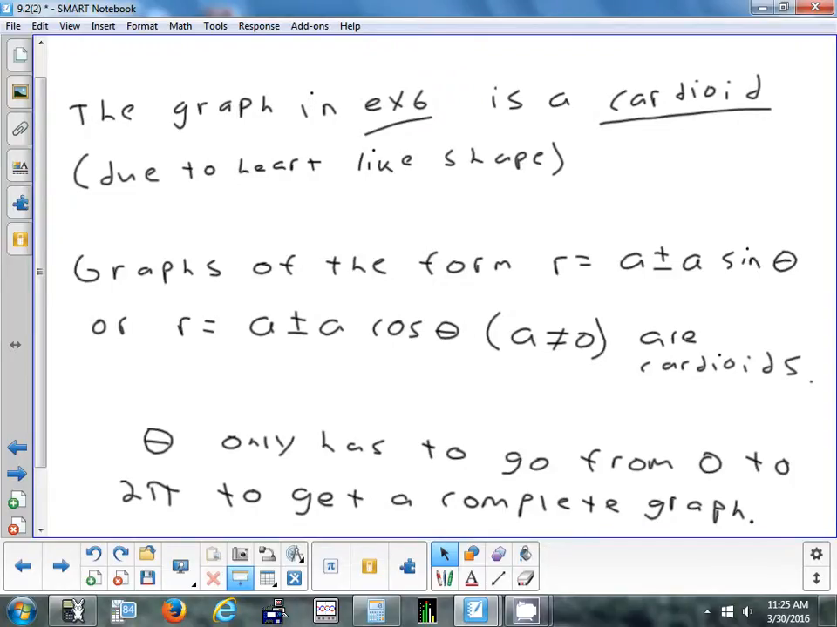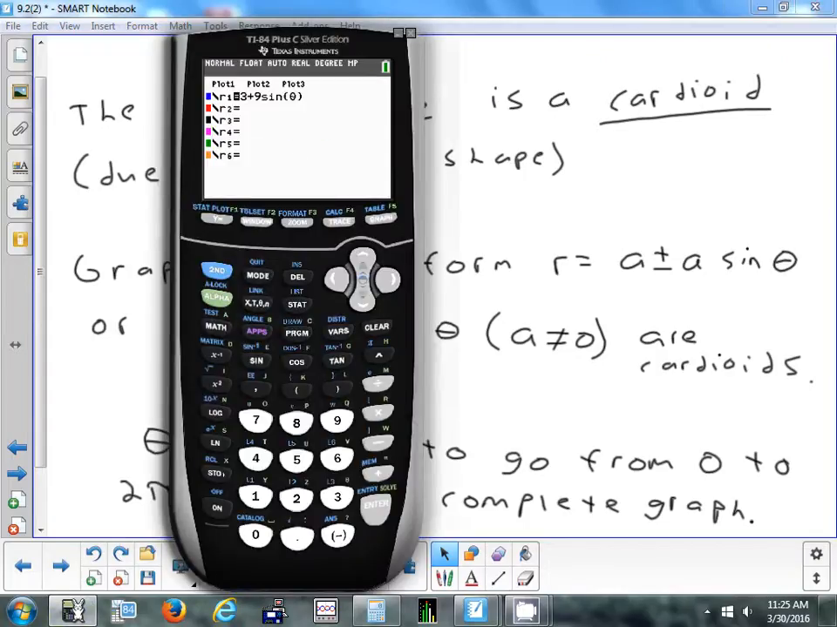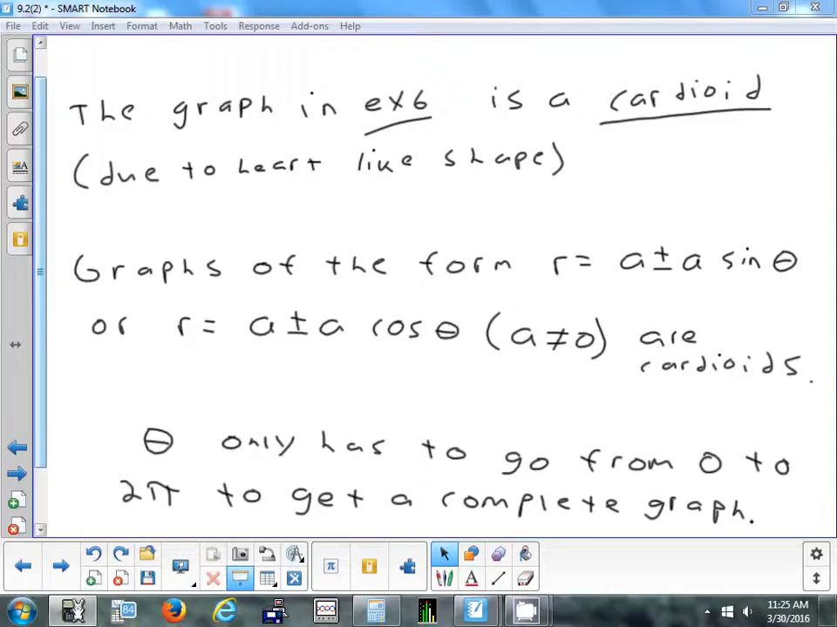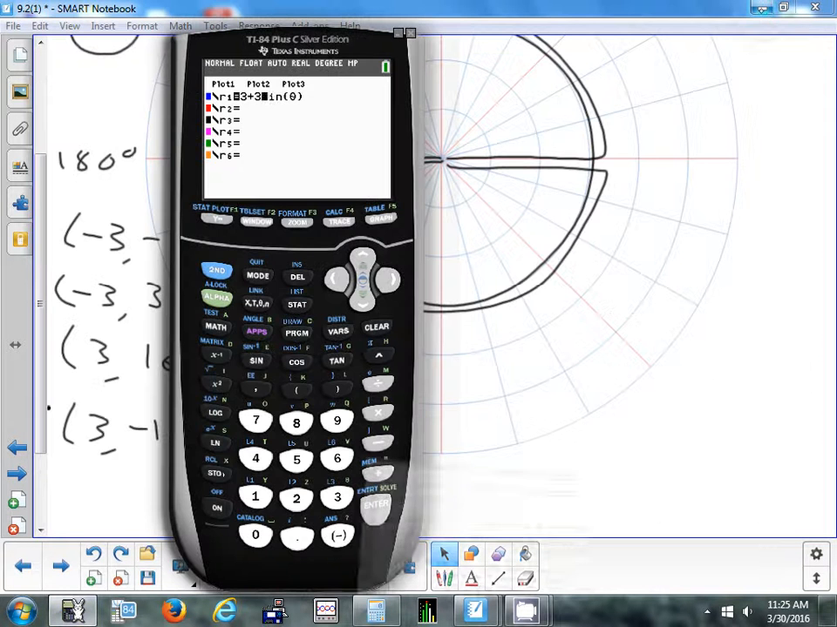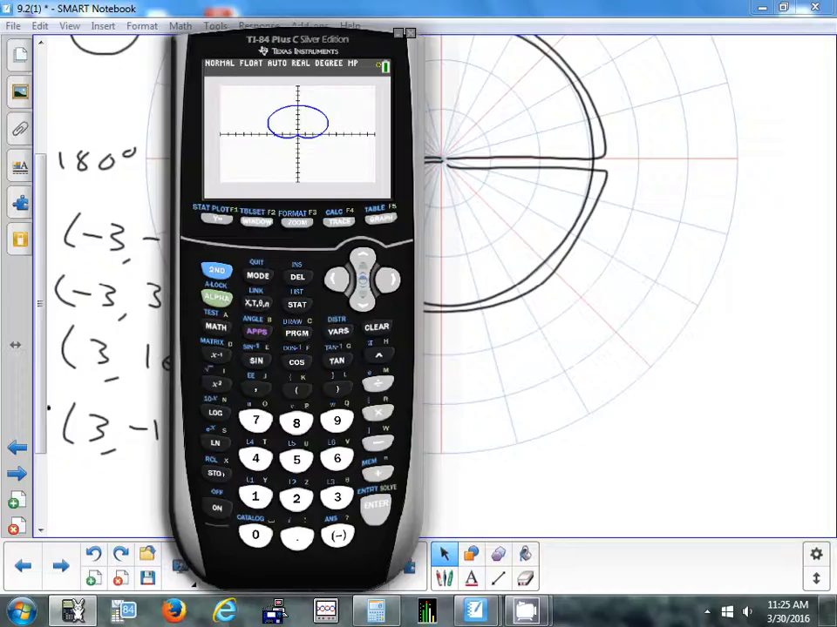I told you the parameter only has to go from 0 to 2 pi to get a complete graph. What would happen if I went beyond 2 pi or beyond 360? It's just going to trace over itself. So let's make this 0. What if I wanted to trace over itself twice? If I put in 720, it's going to do it once, and it's tracing over itself a second time, but you can't see.